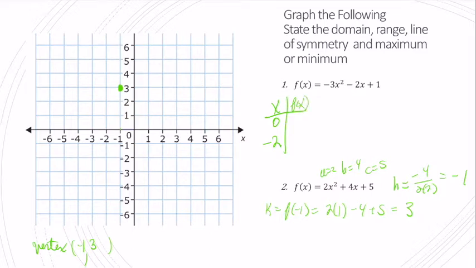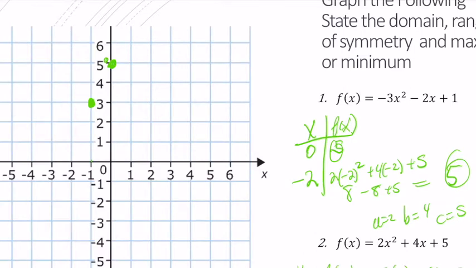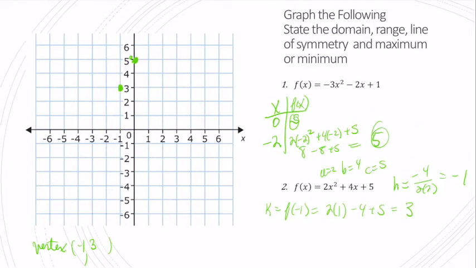So when x is 0, y is 5. When x is negative 2, I'm going to have 2 times negative 2 squared plus 4 times negative 2 plus 5. Well, that's going to give me positive 8 minus 8 plus 5, so that's just going to give us 5. Like I said, we have some symmetry. Oops, make that a little smaller. So here's our beautiful parabola.